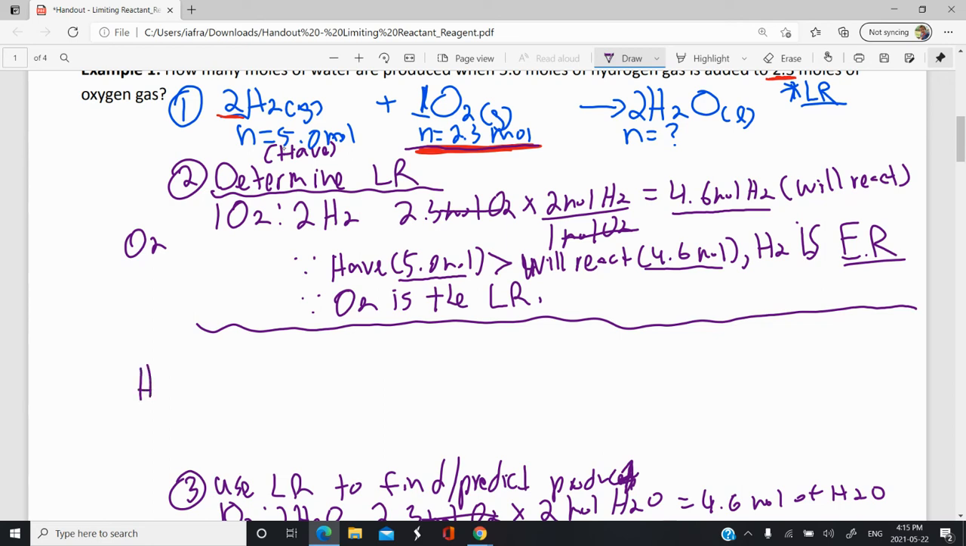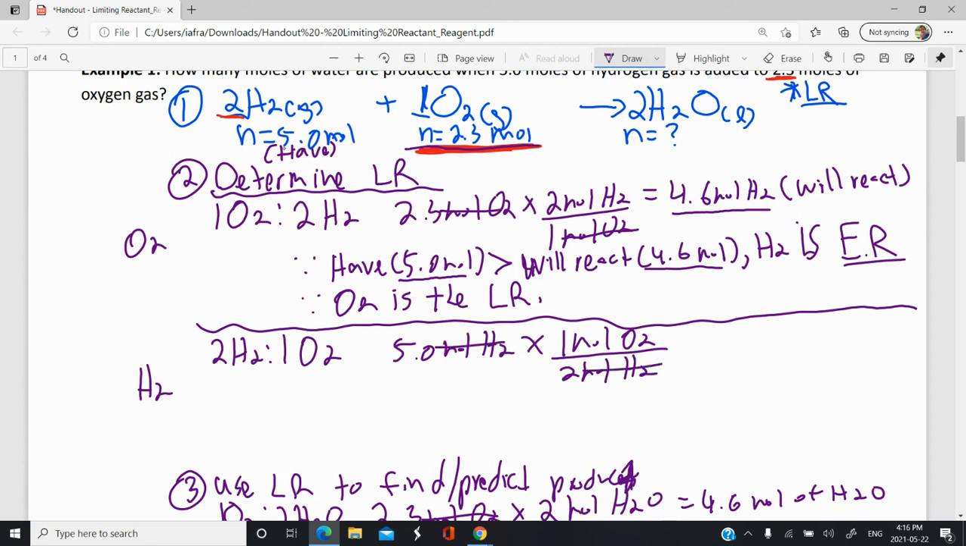Here I'm going to choose H2 to work with. So I'm going to do the same idea. I'm going to make a mole ratio. I'm going to say there's 2 H2s for every 1 O2. And so what I'm going to do is take my moles of H2. If I have 5 moles of H2, how many moles of O2 should react? So I'm going to find how much O2 should be reacting with it by multiplying by my ratio, which is 1 mole of O2 for every 2 moles of H2. Cross moles out, and I'm basically just doing 5 divided by 2, which is 2.5 moles of O2.